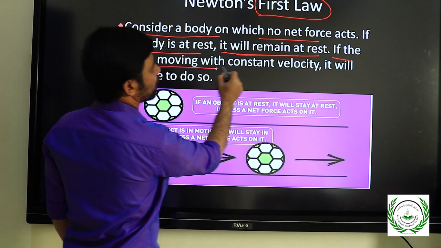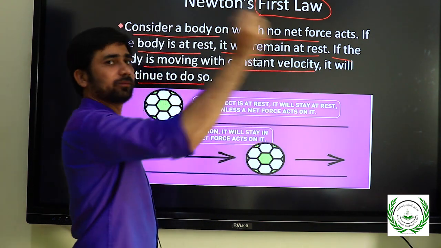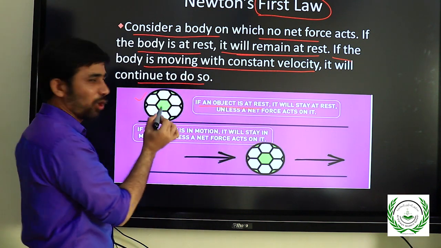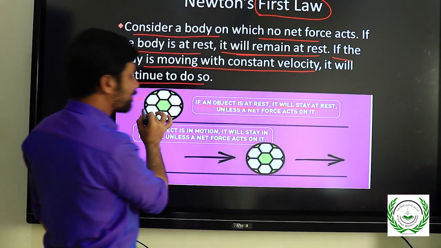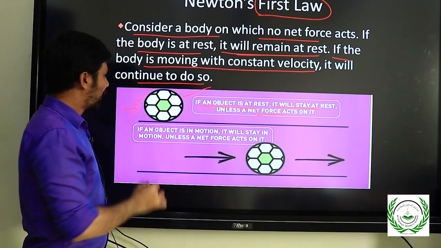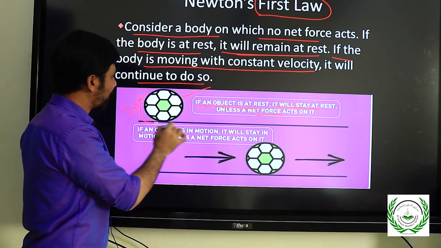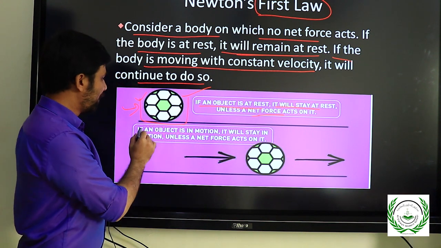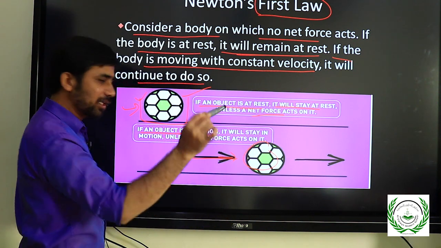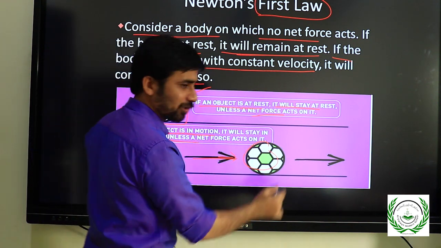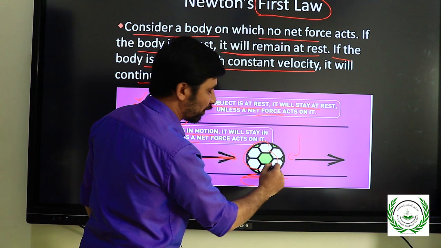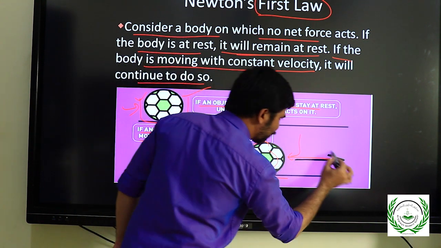If the body is moving with constant velocity, it will continue to do so. For example, look here. If an object is at rest, a ball at rest, it will stay at rest unless a net force acts on it. Someone comes and hits it, then only it starts moving. Unless someone kicks it, it will remain at rest. If an object is in motion, it will stay in motion unless a net force acts on it, like friction, the ground opposing it to stop, or if you put a leg here, it will stop. Otherwise it continues going.